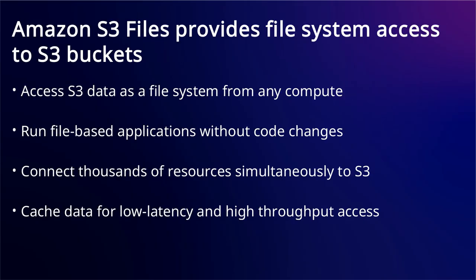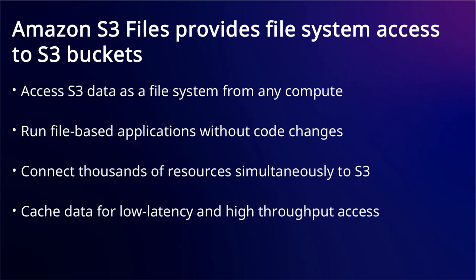Organizations store analytics data and data lakes in S3, but file-based tools and applications cannot directly work with that data. Bridging this gap requires managing separate file systems, duplicating data, and building pipelines to keep object and file storage synchronized. S3 Files solves this by letting you access S3 data as a file system from any compute instance, container, or function. You can run file-based applications on S3 data without code changes, eliminating the need to duplicate or stage files.